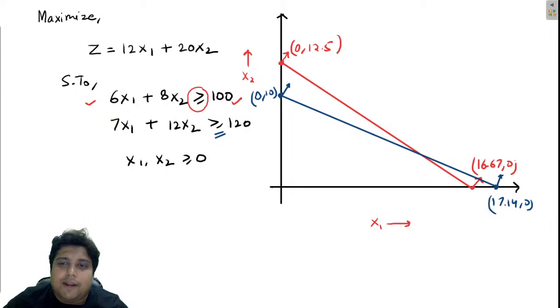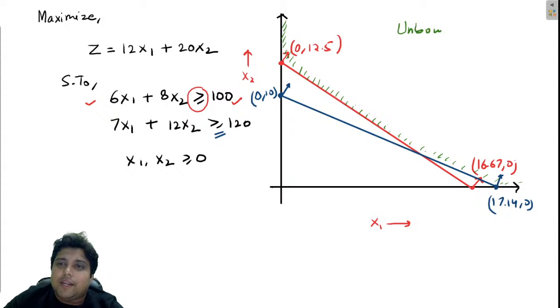So guys, simply by drawing these two lines, I have come to one conclusion: that for this problem, the feasible region is unbounded. The feasible region is unbounded. Therefore, this problem has a case of unbounded solution.